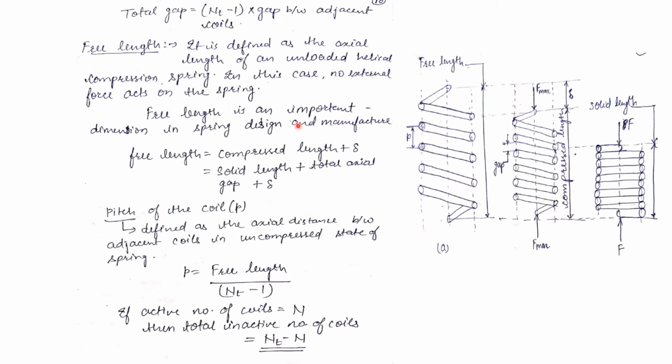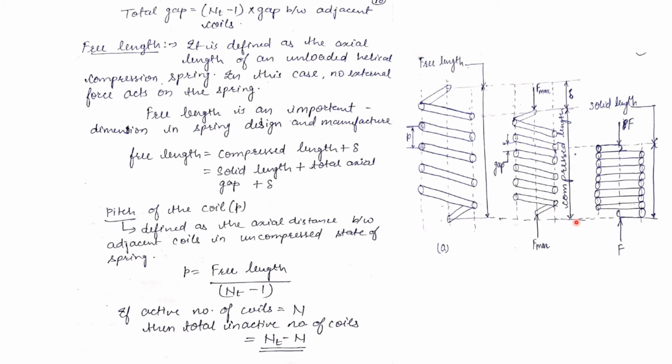So we should know the free length of the spring, so we can use it in any type of applications. Therefore, it is an important dimension in the spring design. The free length is compressed length plus del, where del is the maximum deflection. From this diagram, we can see that the total axial length is the free length. For calculating the free length, we have to know the compressed length and maximum deflection.